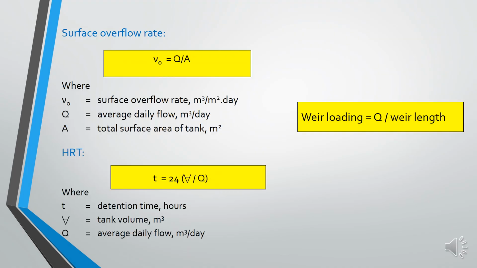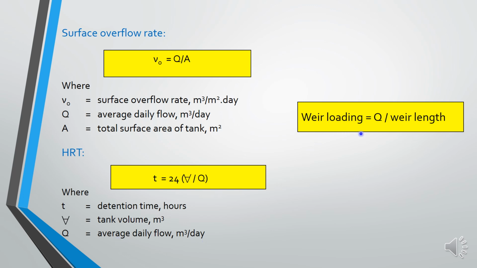For surface overflow rate, this is the main equation: V naught equals Q over A, which is the average daily flow divided by the total surface area of the tank. The HRT, the hydraulic retention time, is how much time the wastewater spends inside the tank. T equals V over Q, and we multiply it by 24 because we are taking the time in hours. If we calculate without 24, it will be in days. So the tank volume is in cubic meters, and Q is in cubic meters per day.